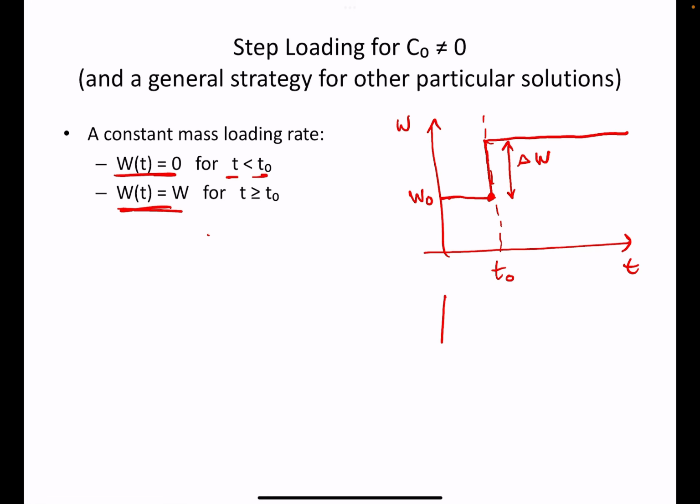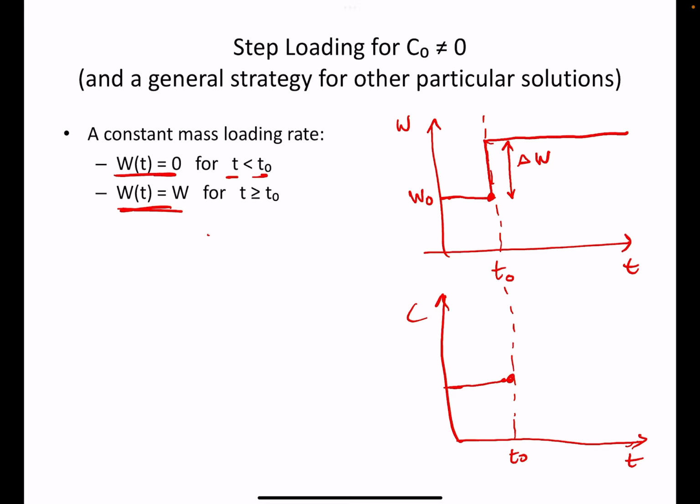If you want to plot the concentration versus time, you can see initially the concentration was fixed as C naught. This is time initial.